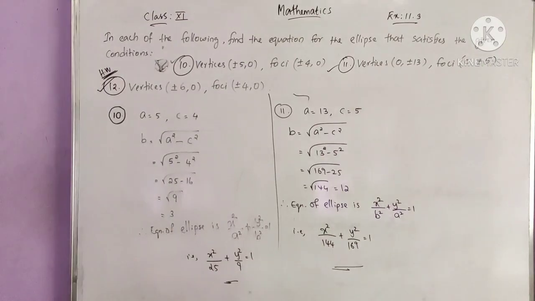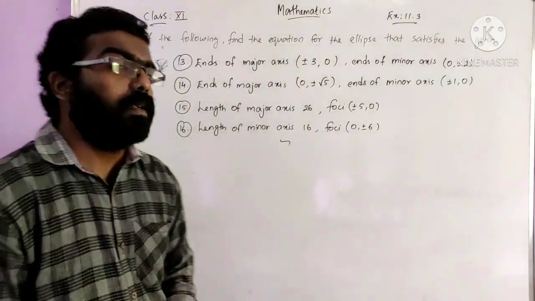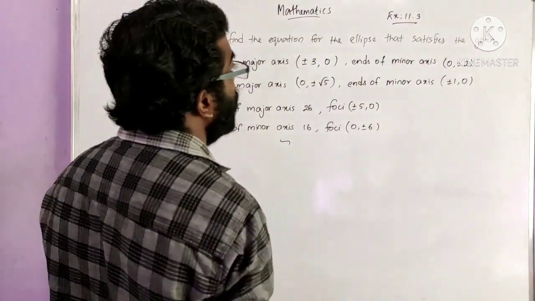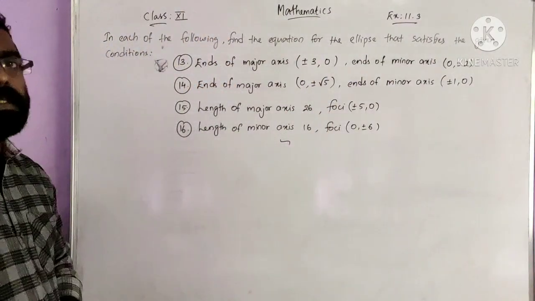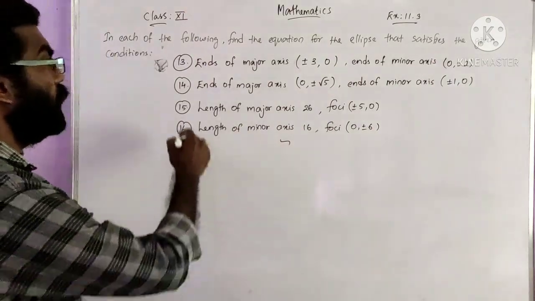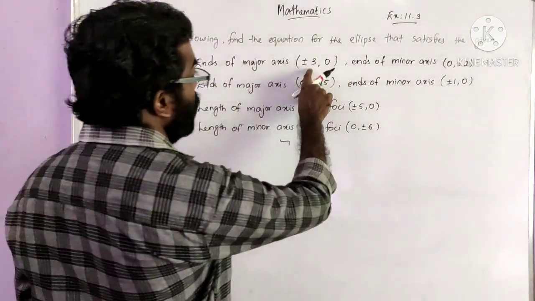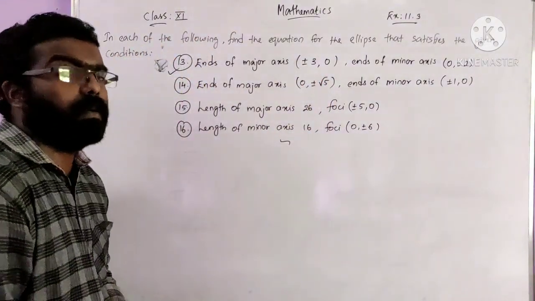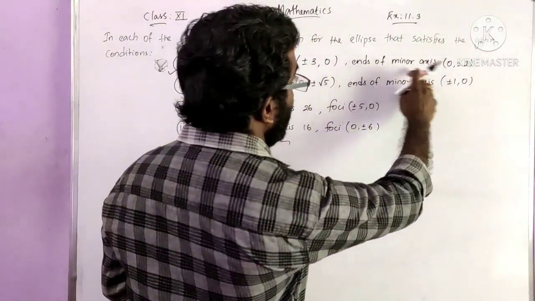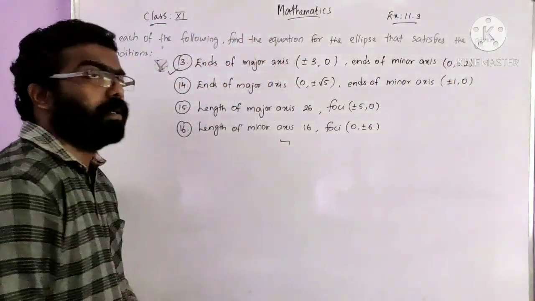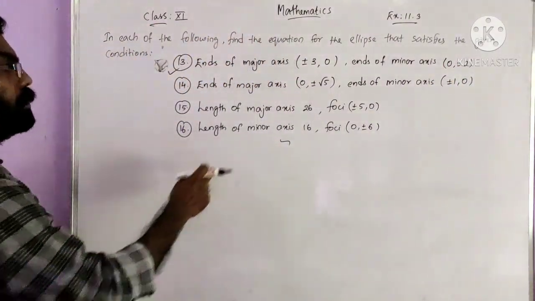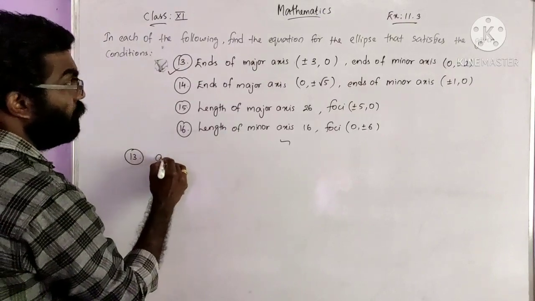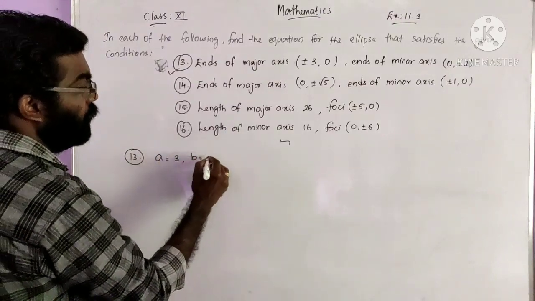Okay. Now we move on to the next question. In each of the following, find the equation for the ellipse that satisfies the given conditions. First one, ends of major axis plus or minus 3, 0. That means the major axis is x axis. Okay. And ends of minor axis is 0, plus or minus 2. So from this we can write the value of a as 3 and b is equal to 2.